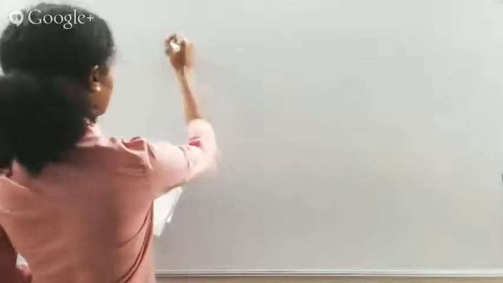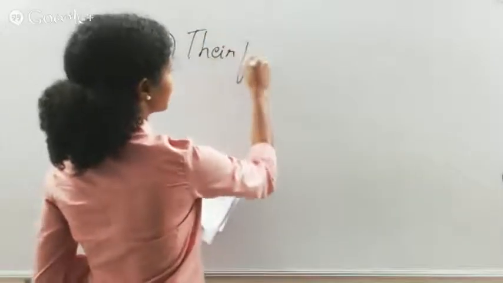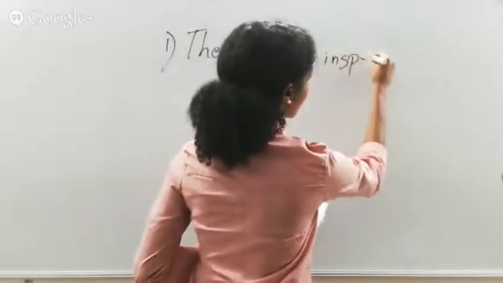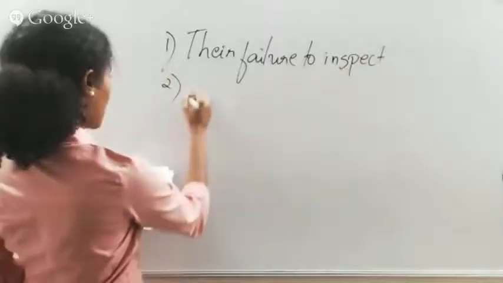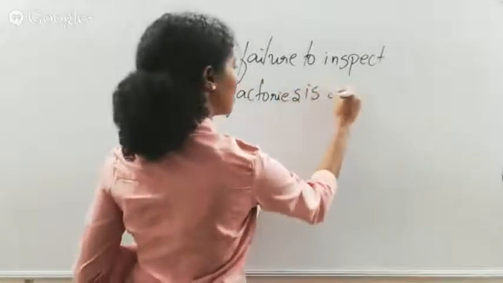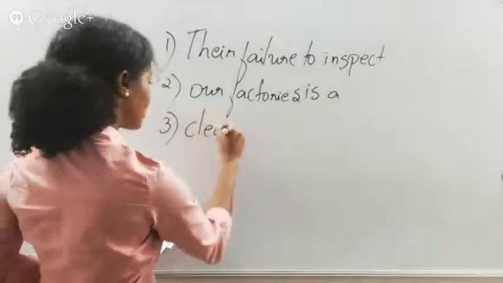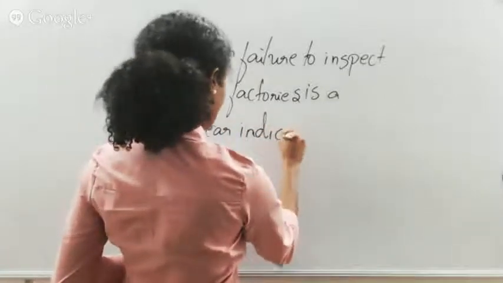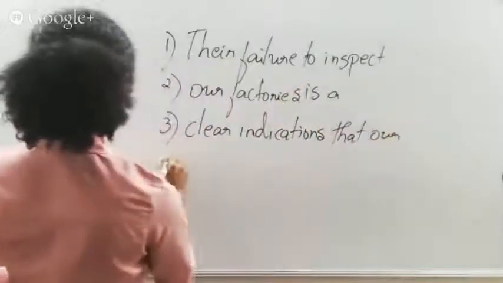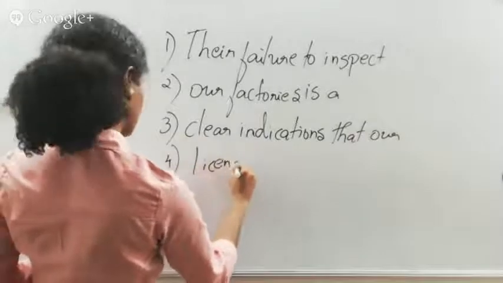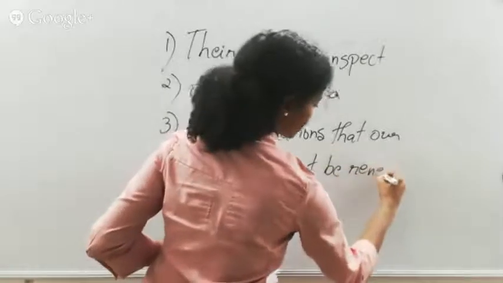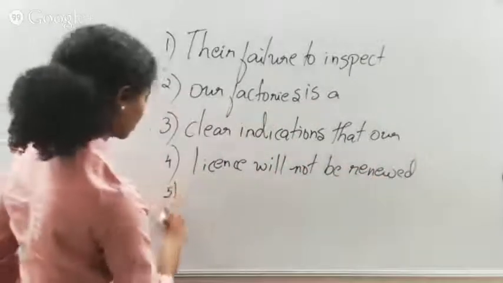Okay, the first part, their failure to inspect, part 2, our factories is a clear indications that our license will not be renewed. Okay? No error.